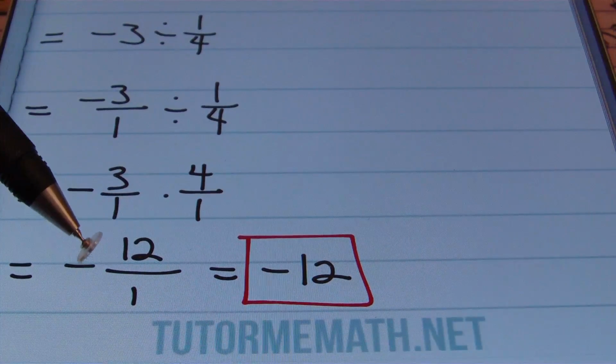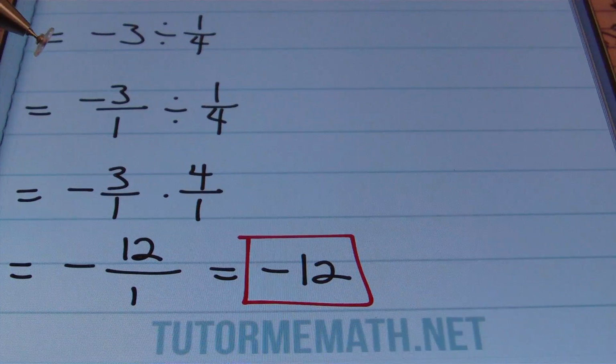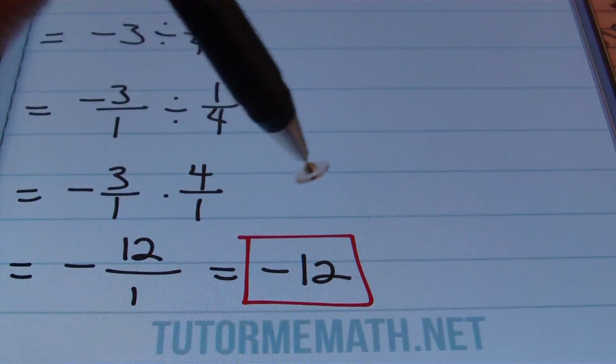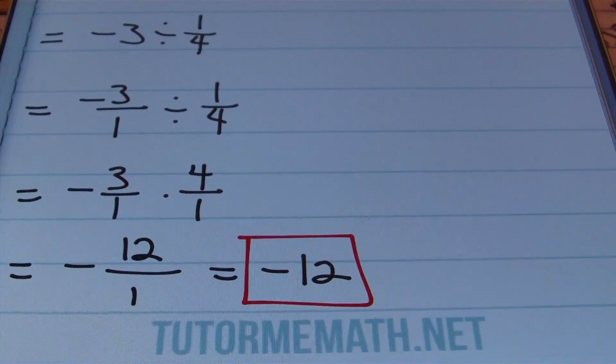And then you simplify this. Always simplify your fractions, ladies and gentlemen. 12 divided by 1 is 12, and it gives you negative 12 as a result. Done. Problem number 2, in a can. That's right, a can. So let's move on.